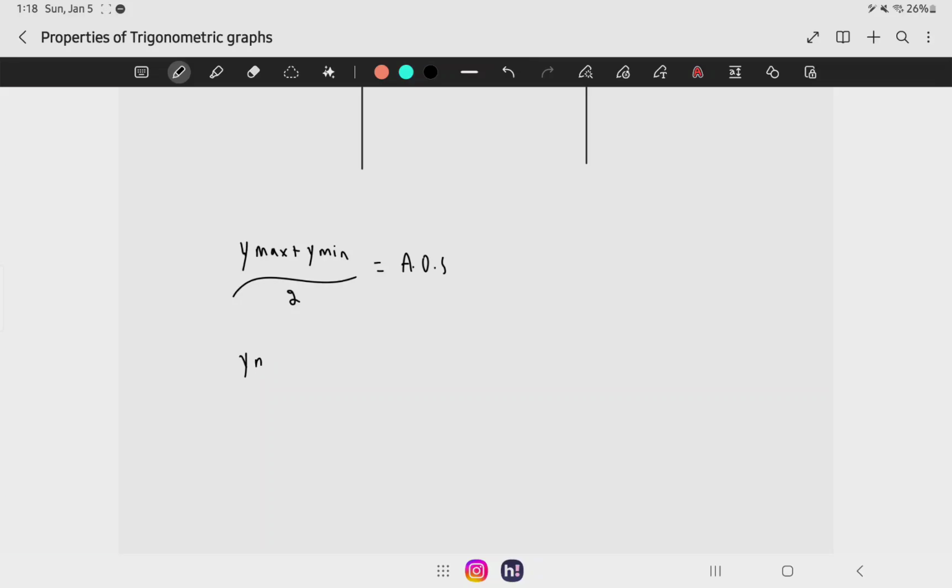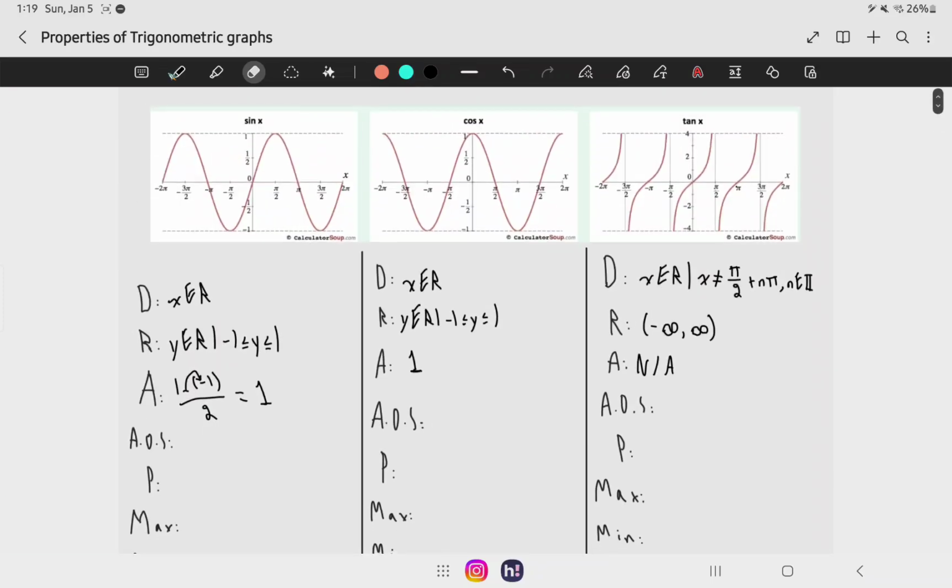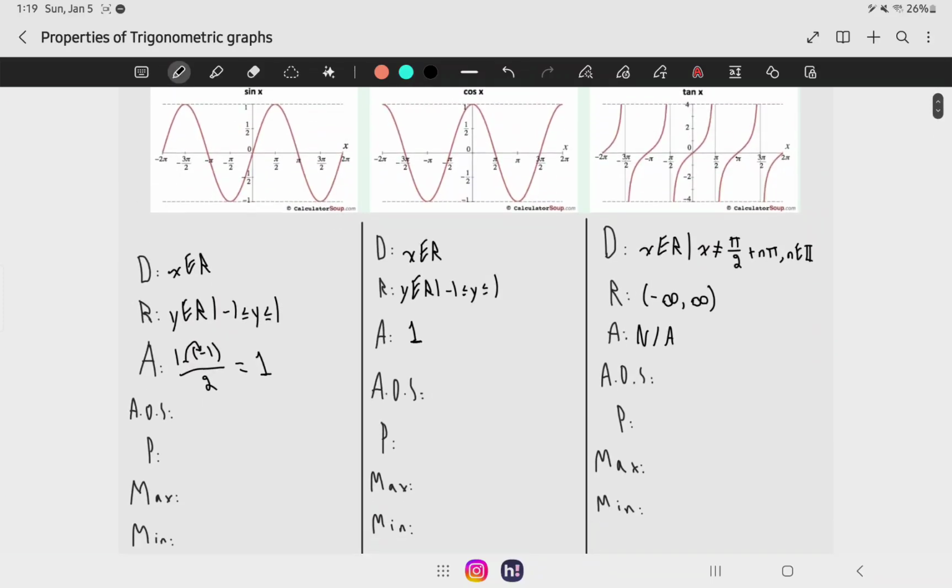That's different from amplitude, which is y max minus y min over 2. So that one sign, the plus rather than the minus, is what changes the way the axis of symmetry is found. With that being said, we can plug that into our graphs, sin x and cos x.